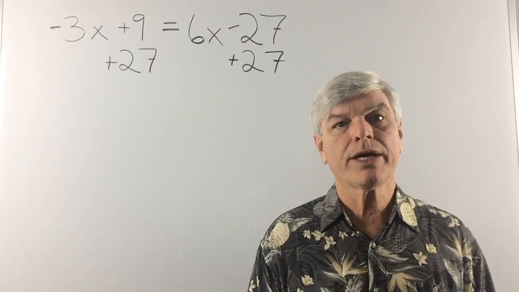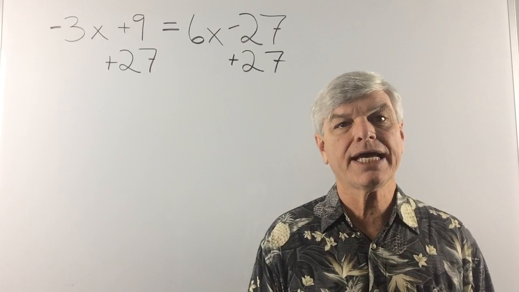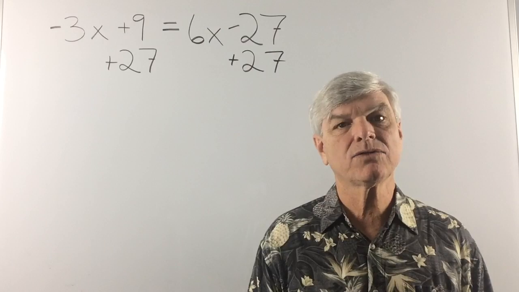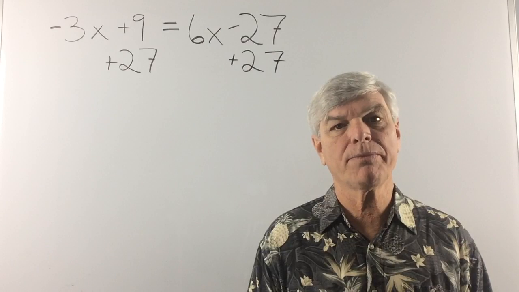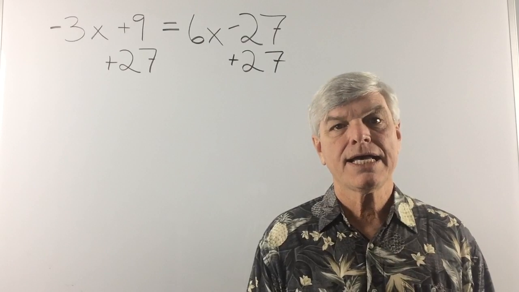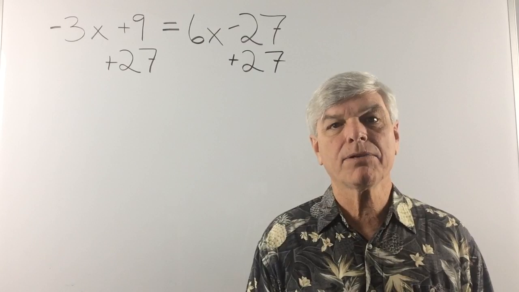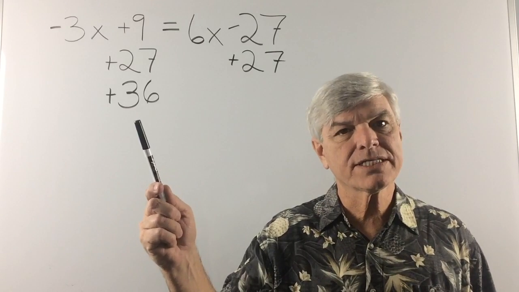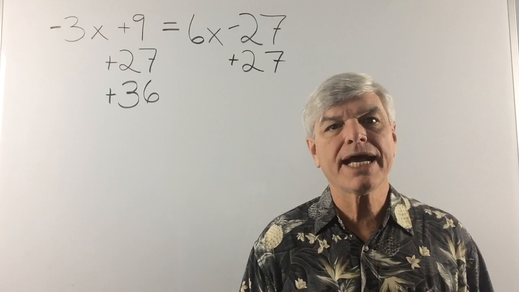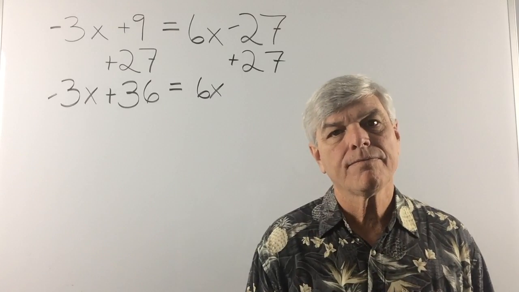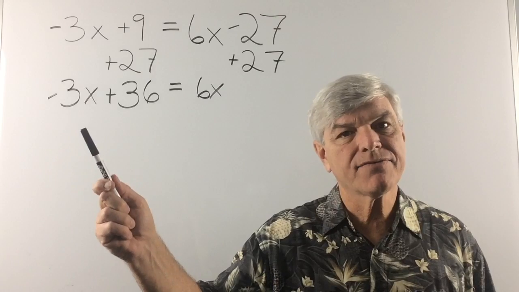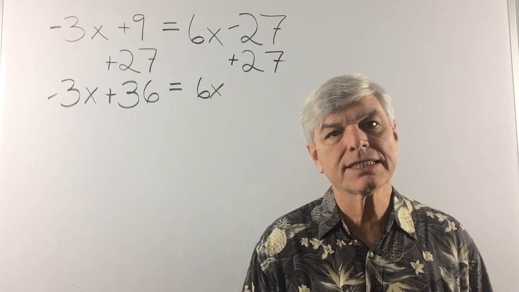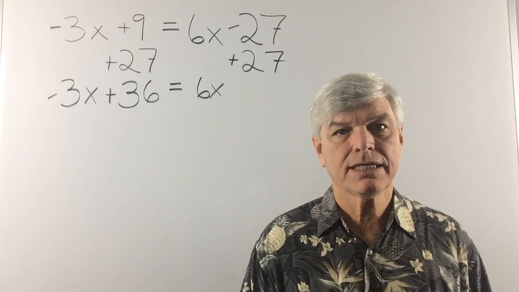And we are going to bring down the negative 27 and the positive 27. That's 0, so there won't be anything there. And 9 plus 27 is positive 36. And then we're going to bring down both of our variables. There we go. We have negative 3x plus 36 equals 6x.